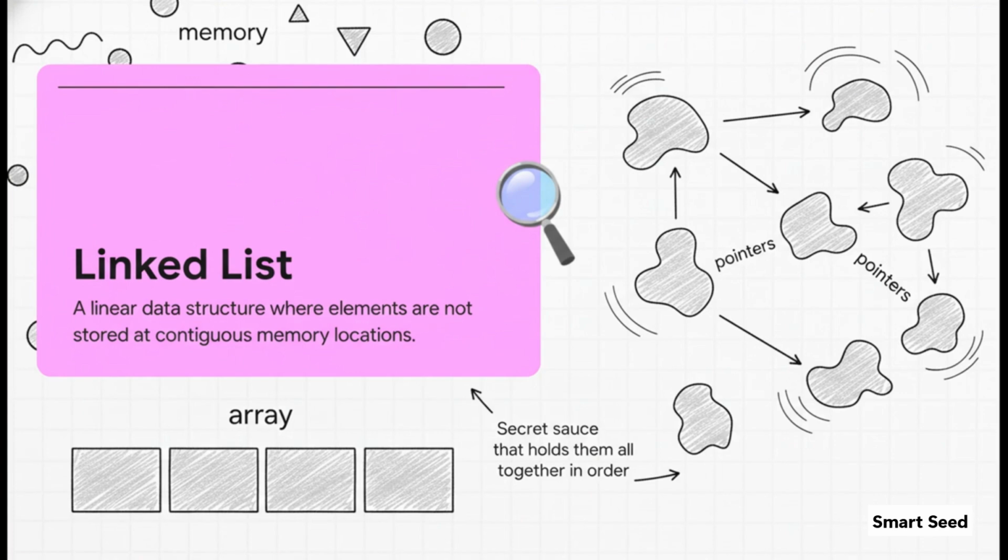Okay, so what's the big difference? Here it is. An array stores everything neatly, side by side in your computer's memory. A linked list? Nah, its pieces can be scattered all over the place. So how do they stay in order? Well, that's the secret sauce, a clever system of pointers.